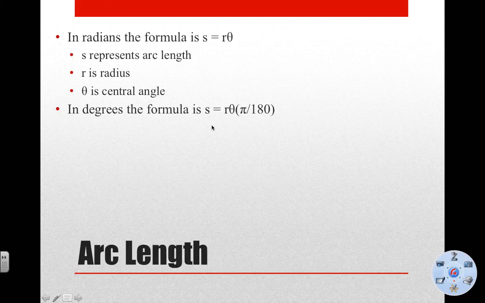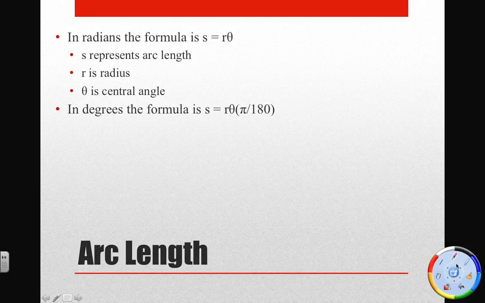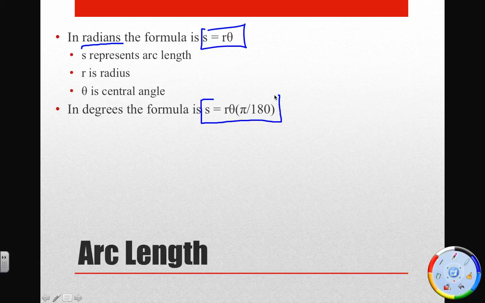If your theta is already in radians, so please make a note of this. This is super, super important. Everybody seems to mess this up. If it's in radians, all you have to do is S equals R times theta and get some length. If your theta is in degrees, you must use this slightly more complicated one. But all it is, is taking your theta and converting it to radians. So notice this conversion factor.